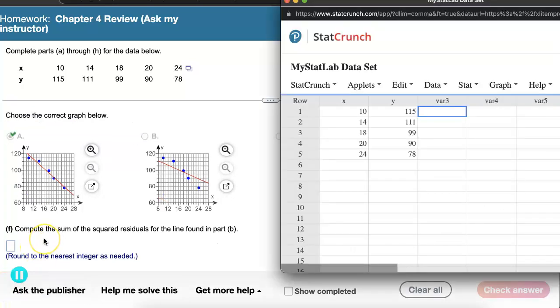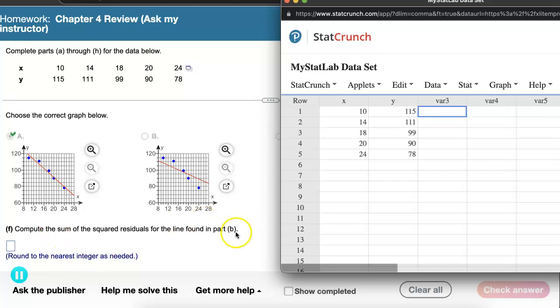For part F, I'm going to try to rely on StatCrunch as much as I can, so I'm not having to create a chart and calculate this sum of the squared residuals by hand. But just know that you can do by hand techniques because this one is not a huge chart, but I do want to show you some features that StatCrunch has in it. You may choose to use that.